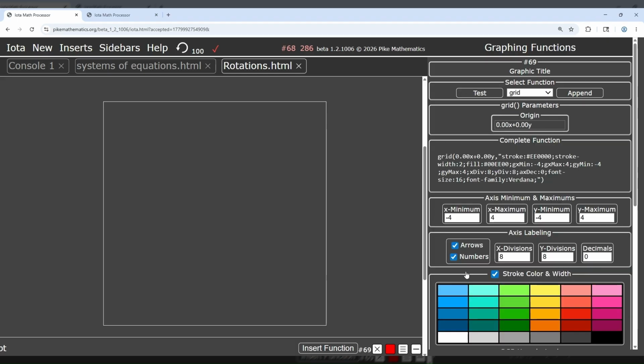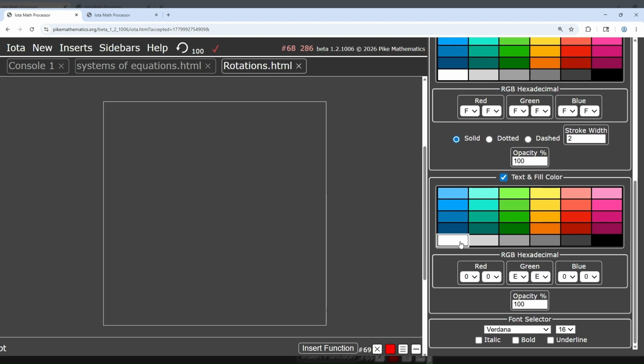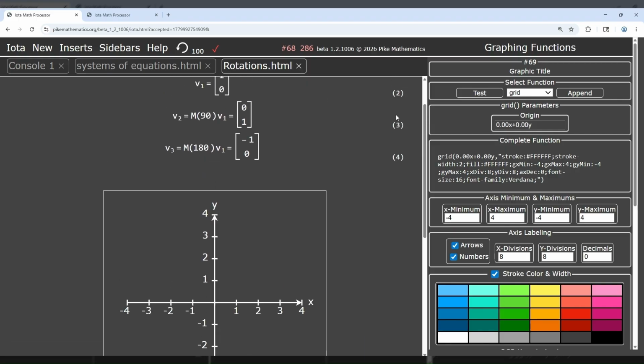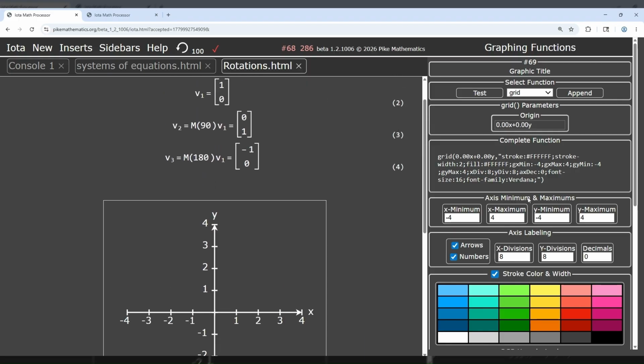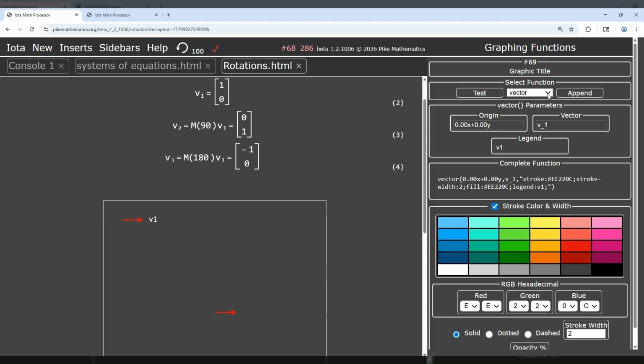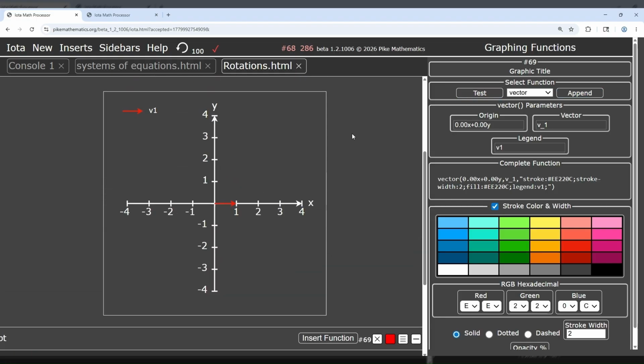We're going to add a grid first so we can see where we're working. There we go. Now I've got my grid. Let's graph V1. So I select vectors, change this origin to 0. I don't need to type in the vector. I can just use the vector reference that we created here, v underscore 1, like we did in the console. Then we've got a legend, so we're going to properly label that, and we'll make this one red. Let's see if it shows up. There you go. There's the x unit vector. I'm going to append it and add it to our graph.